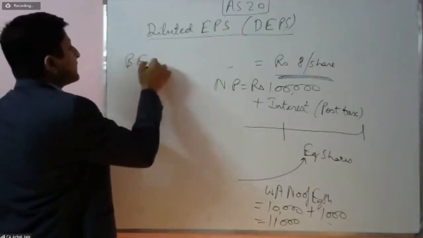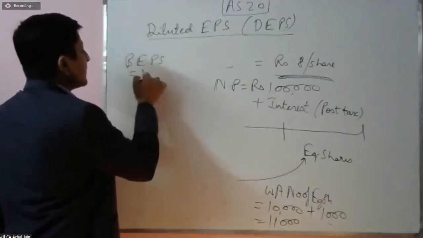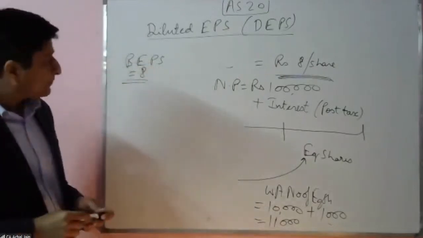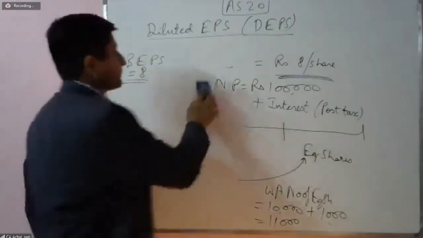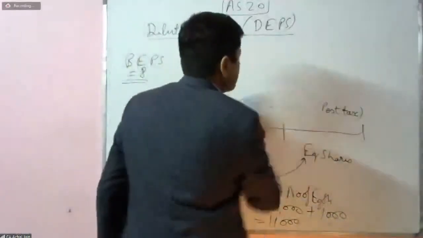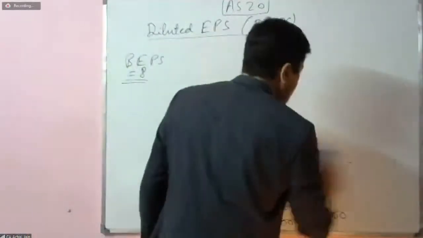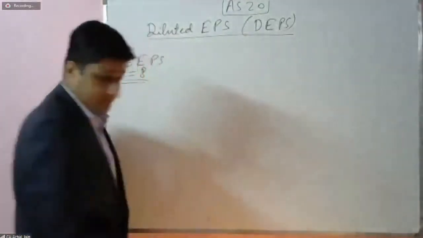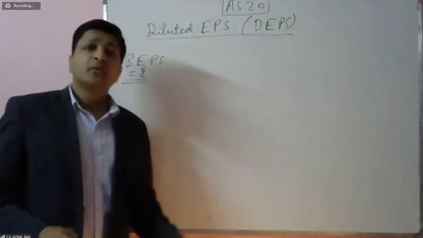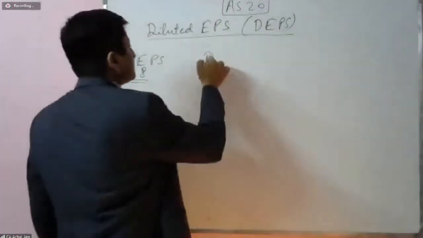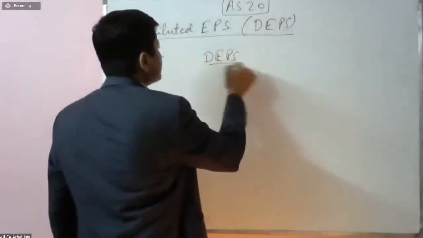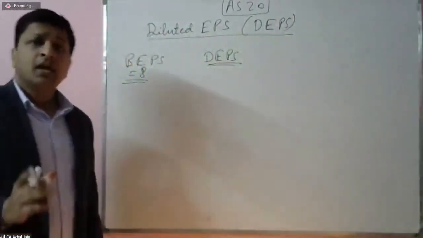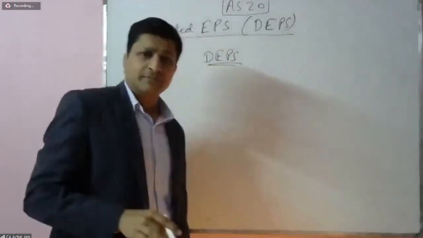Earlier, basic EPS was rupees 8. And now we will compute the DPS. When we compute this DPS, two situations are possible.